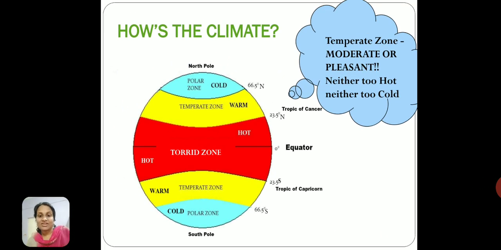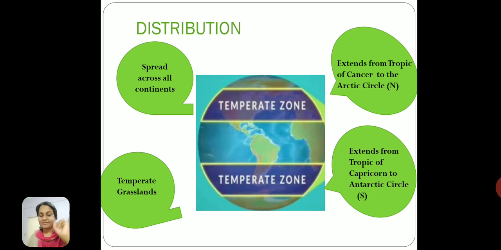Now, how is the temperate climate? The temperate climate is moderate or pleasant. It's very comfortable. The climate is very beautiful. People love to go out in these places. It's neither too hot nor too cold. You can enjoy the place. So that's about the temperate climate.